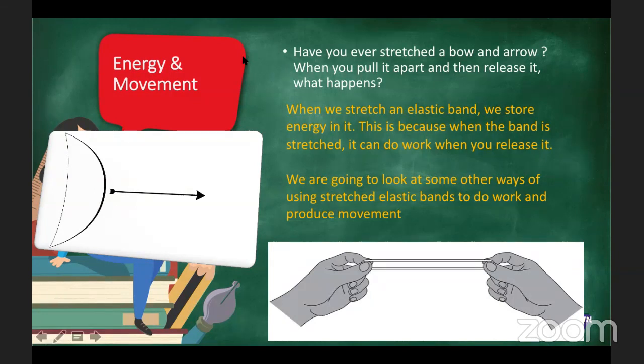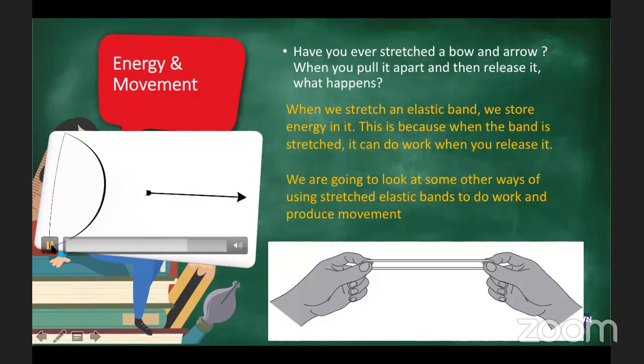Okay, let me play this clip for you for the last time of a bow and arrow. This is a bow and arrow. Whenever you pull a bow and arrow and release it, it will produce a movement type of energy that will go towards your potential direction or target.